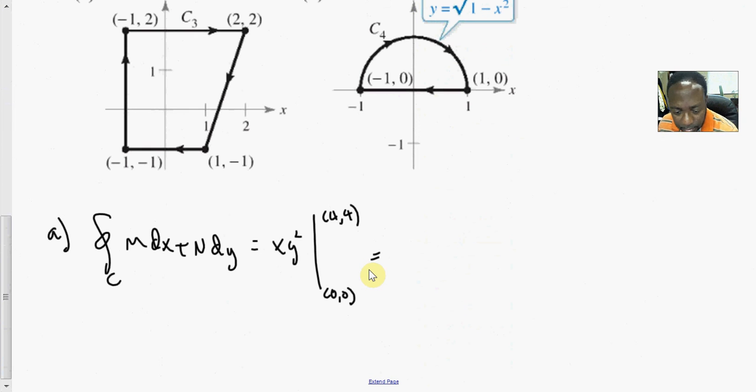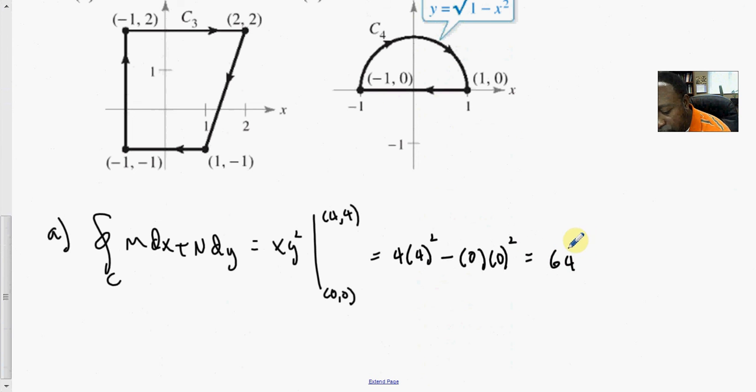Anyway, so this is 4 times 4 squared minus 0 times 0 squared. You just get 64.